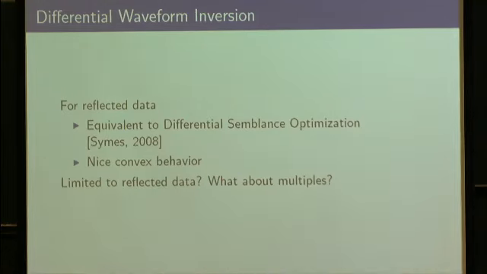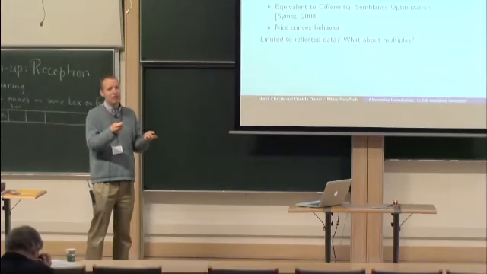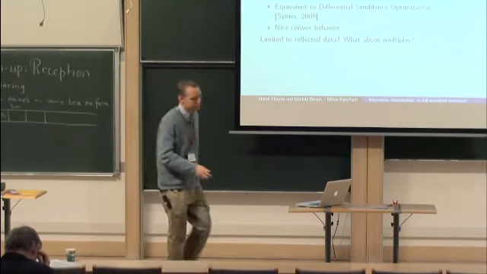Okay, so for reflected data, this differential waveform inversion is the same as the differential semblance optimization as proposed by Bill a few years ago. Here in the time domain, and the original one was defined in the depth domain. So in depth domain, we have some indications that it has a nice behavior. What I would like to go further, not in this talk, but on my work, is it limited to reflected data, and could you handle multiples at the same time, because you have this formulation in time domain.